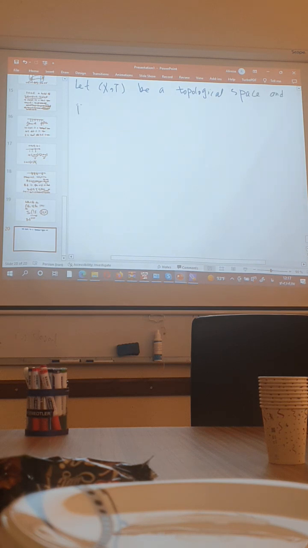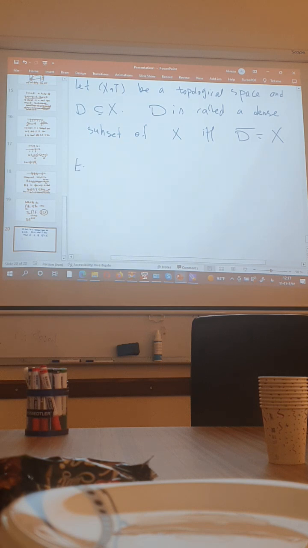And D be a subset of X. Okay? D is called a dense subset of X whenever the closure of D equals the whole of X. Closure of D equals X.